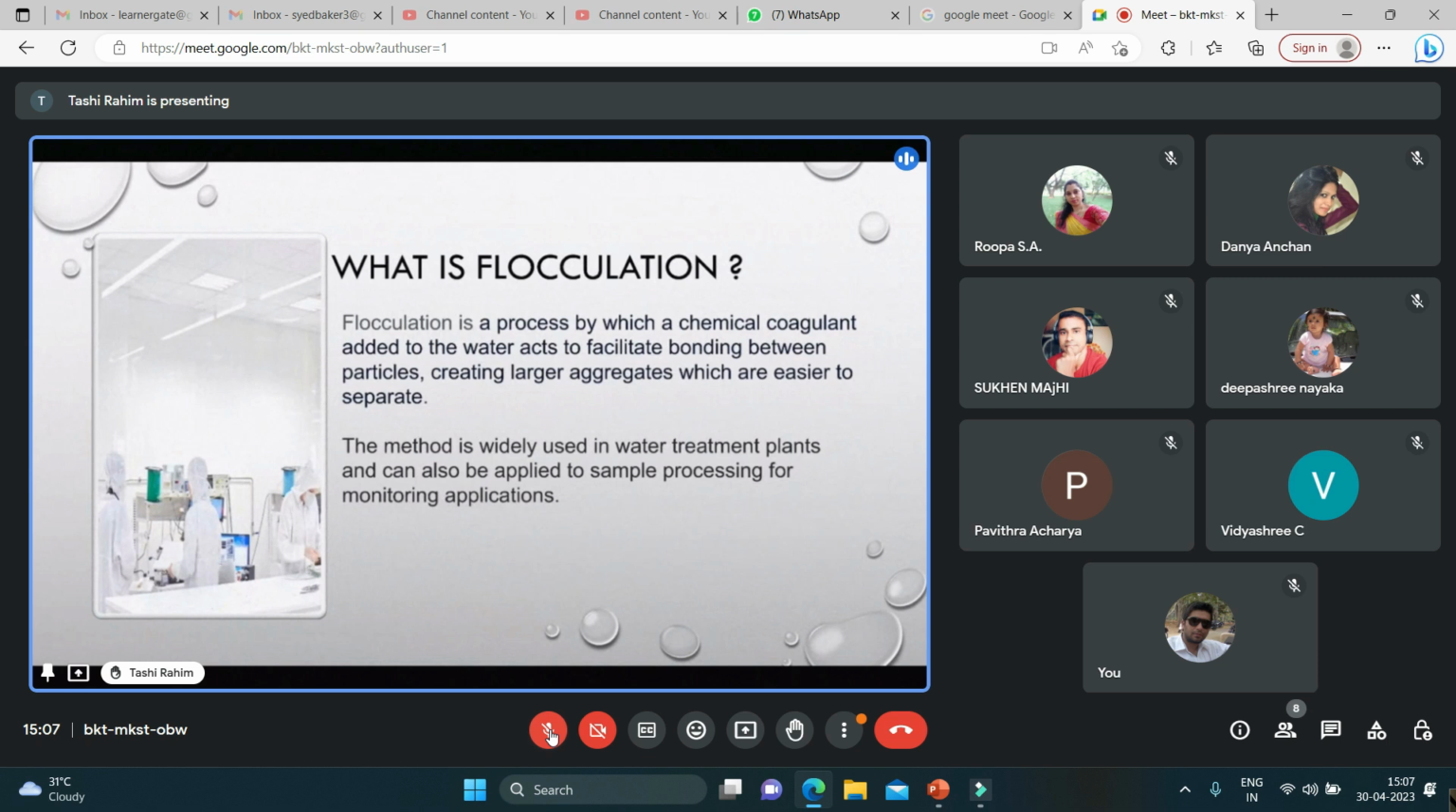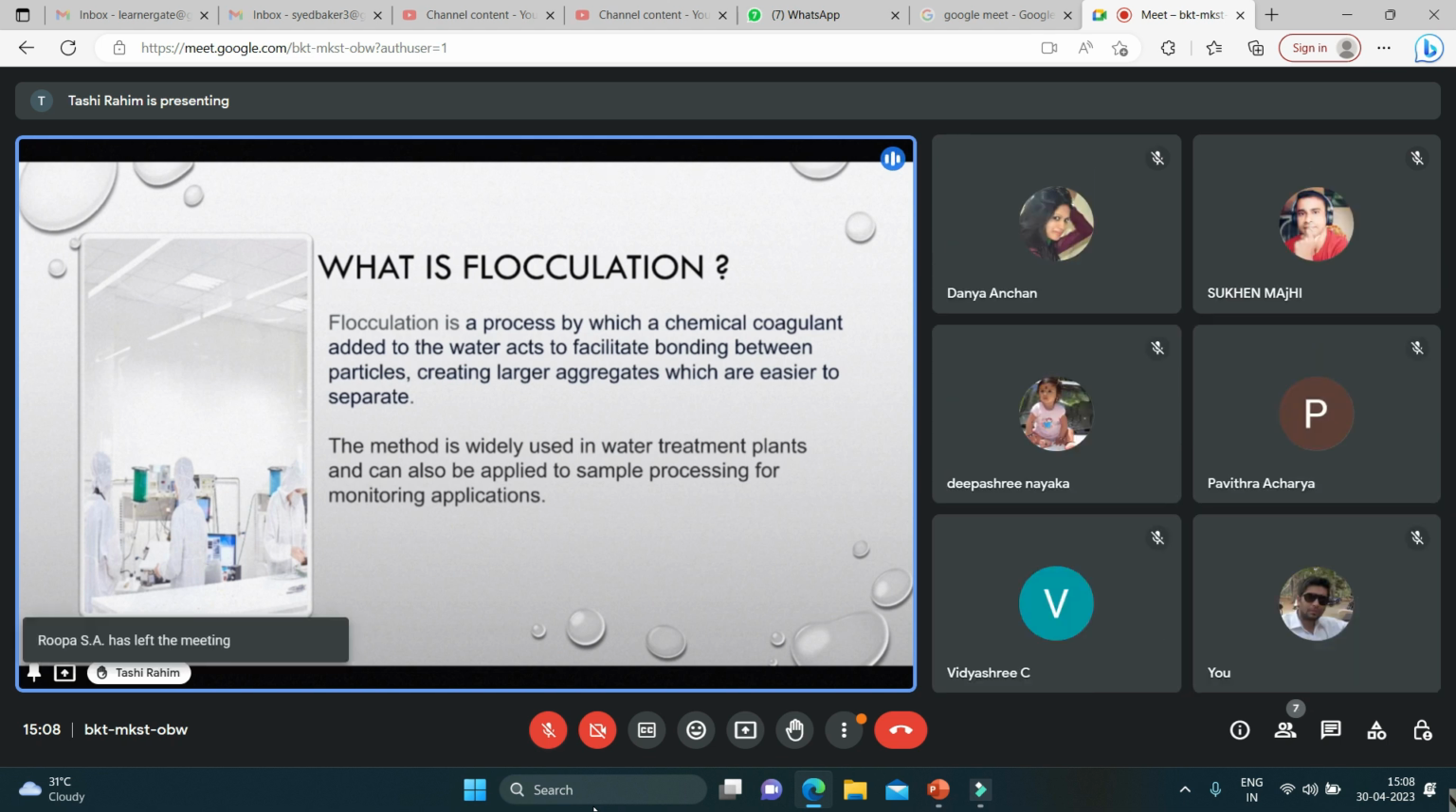I will start with what flocculation is. It is a process by which a chemical agent is added to the water or the desired solution. And this agent, or the coagulant, actually facilitates the joining of the particles, creating them into larger aggregates or larger particles. It is basically used for a lot of purposes, but I'll go over those purposes in detail in the later slides. For the starter, I would like to say that this method is commonly used in water treatment plants and can also be used in sample processing for monitoring its application.